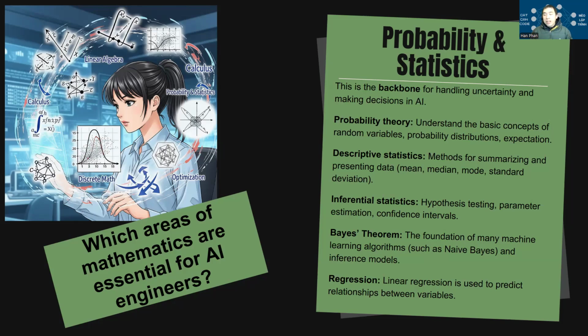Regression. Linear regression in probability and statistics is normally used to predict the relationship between variables. This is also really important, especially when you have a large data set of multiple different variables, and understanding the relationships among those is really essential for the AI system.